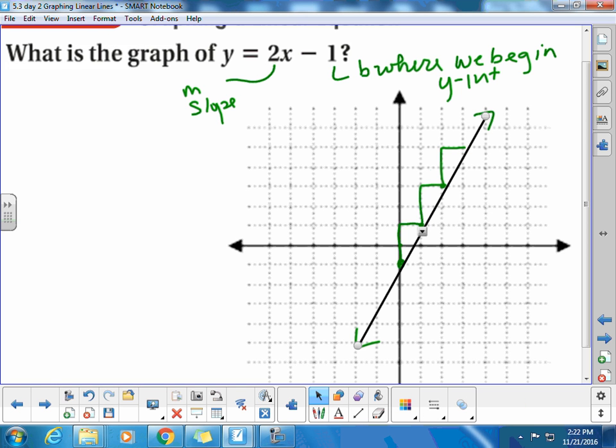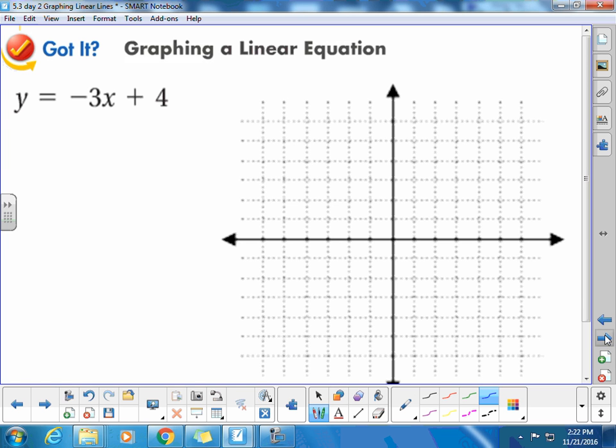We have a slope of positive 2. Could I, instead of going from this point up 2 and over 1, go down 2, backwards 1? Sure, because negative 2 over negative 1 is a positive 2 slope. Down 2, backwards 1. So it doesn't matter either way as long as the result is a positive 2 slope. So let's graph this one. You should put me on pause and try it. And when you come back, hopefully I'll have it graphed.